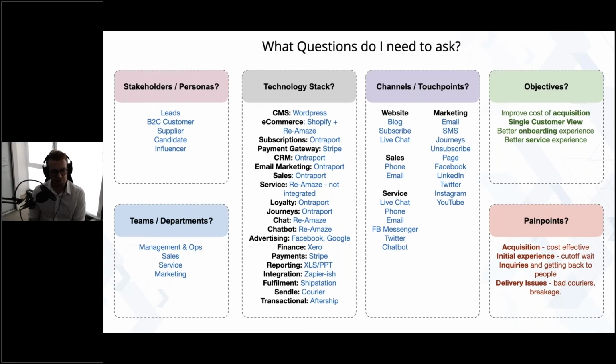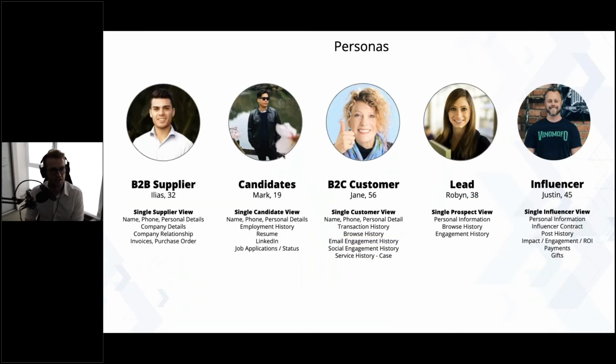Great. So this is just a recap on all of the questions we need to ask to start the CX architecture diagram: stakeholders, personas, teams and departments, tech stack, channels or touch points, and then objectives and pain points. So this is everything in a page to start initially with that diagram. This allowed us to flesh out the different personas and really understand what does a single view of that persona look like. What does my single customer view look like versus my single influencer view? And this really starts to form the future of your data architecture, but we're still early days.